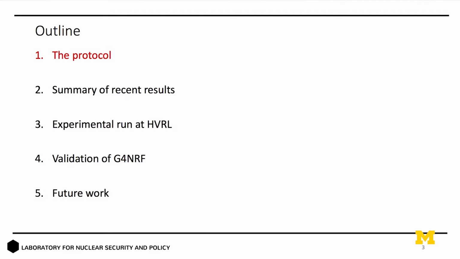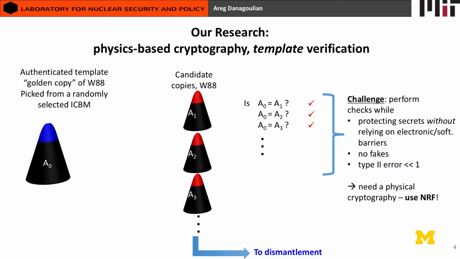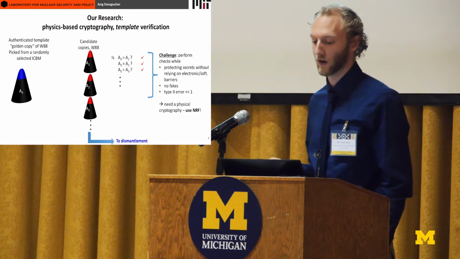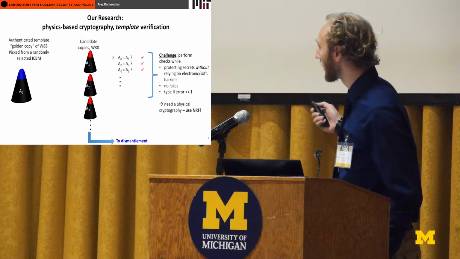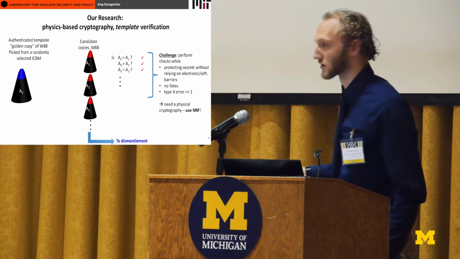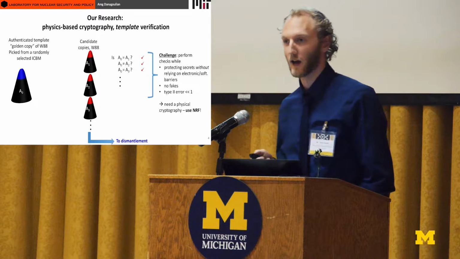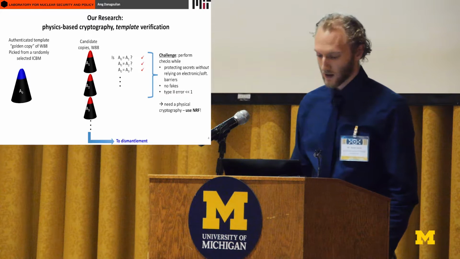So to start with, I'll go into a little bit more detail on the protocol, following up on Areg's slide. So it's a type of physics-based cryptography that uses a template verification system. So you start with your golden copy. Maybe you pick it from an ICBM, and through chain of custody and other records, you know that it is a real warhead. And you want to make a comparison of a bunch of candidate copies of the same model of warhead and determine whether they match.